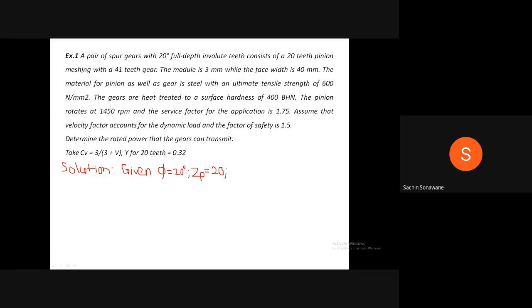Then next, they have given us that meshing with a 41 teeth gear. Therefore, number of teeth on gear they have provided. Write down ZG is equal to 41. Now, the module is 3 mm and face width is 40 mm. Therefore, write down module M is equal to 3 mm. Start writing with me, all the students. And face width they have given, that is small b. Face width b is equal to 40 mm.